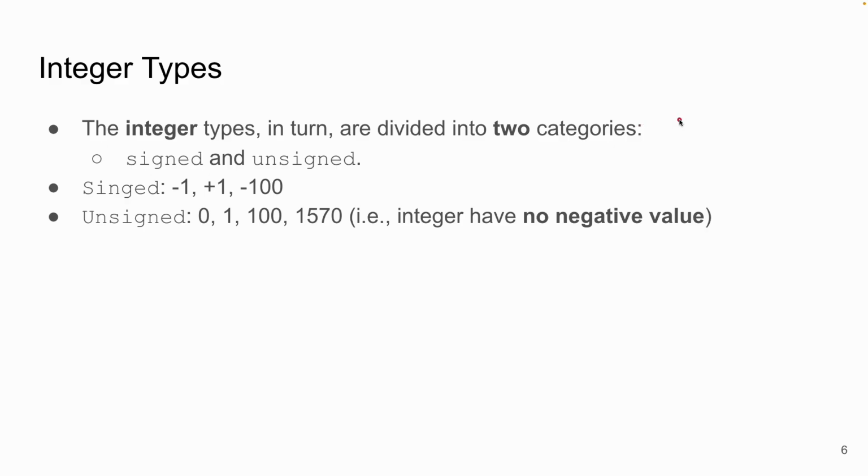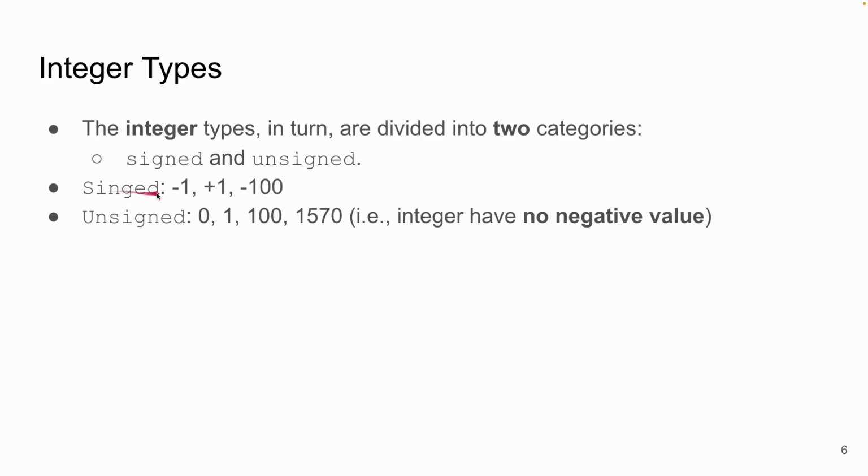For the integer type, we can further divide it into two categories. The first category is called signed, and the other is called unsigned. So what is the meaning of signed and unsigned? The word signed is kind of like, in Chinese we'd call it 标记. Signed means that there is some sign for the integer number. Unsigned means there's no sign for the number. The meaning is pretty straightforward, I would say.